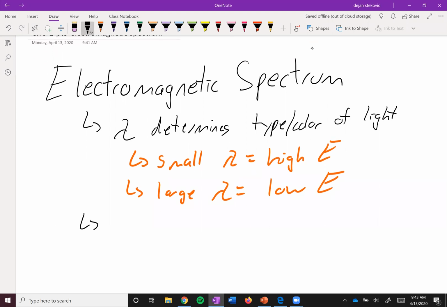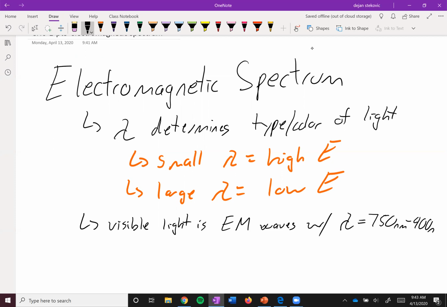So again, the most familiar section of the electromagnetic spectrum that you're familiar with is the visible light. So visible light is basically electromagnetic waves with wavelengths from 750 nanometers down to 400 nanometers, right?